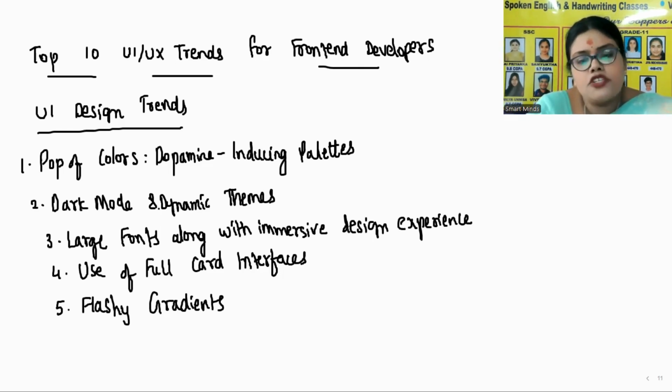So which are the websites which are making use of full card interfaces? That is Spotify, Pinterest, Trello, Material Design. So these are the companies which are using these full card interfaces in their websites. Number five is flashy gradients.